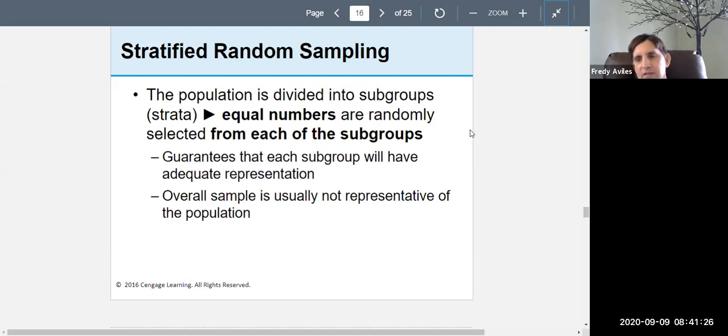Or you can call it, let's call it race just to make it simpler. I know it's not the same thing, but you can have your black people, your white people, Latinos, Asians, people who are mixed, and they're all selected in equal numbers. Okay, that's stratified random sampling. The overall sample though, although you do have representation of all groups, all have a voice, the overall sample is not representative. Okay, so let's look at the image here.